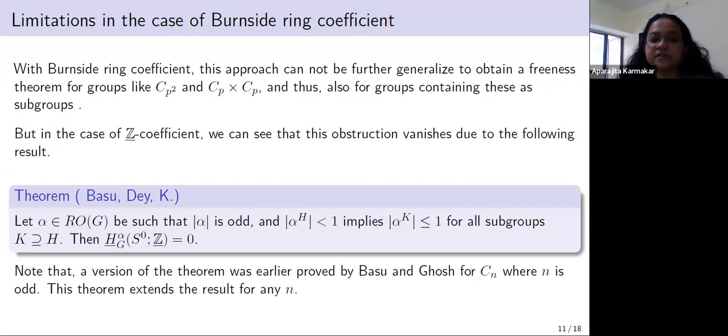Note that a version of this theorem was earlier proved by Basu and Ghosh for Cn where n is odd, and this theorem extends the result for any n.